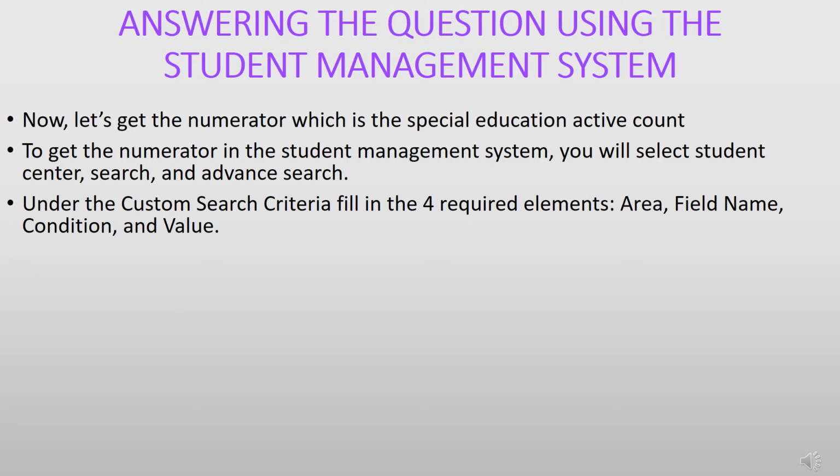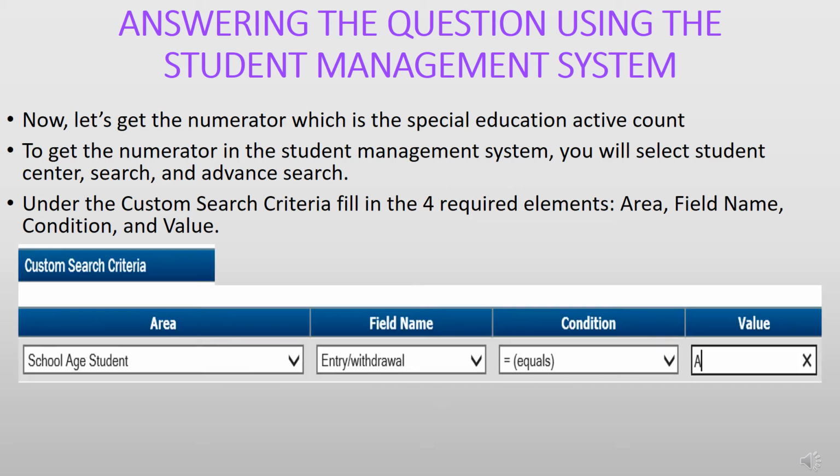Under the Advanced Search criteria, fill in the four required elements: area, field name, condition, and value. The area to be selected is School-Age Student from the drop-down menu. The field name to be selected is Entry Withdrawal from the drop-down menu. The condition to be selected is Equal from the drop-down menu. The value to be entered is A for active. There is no drop-down menu.